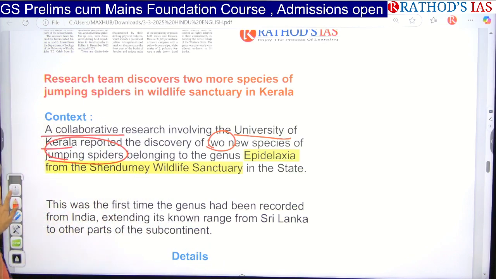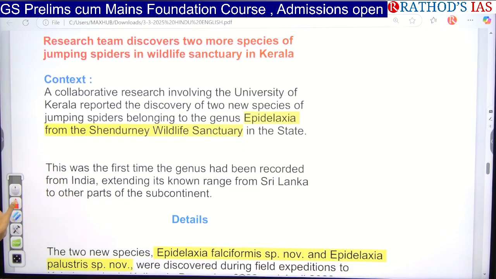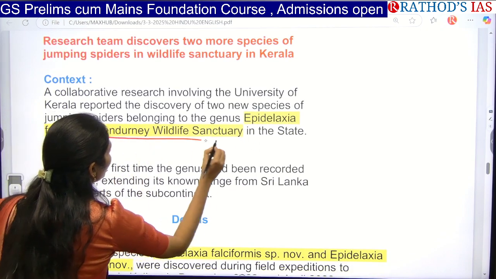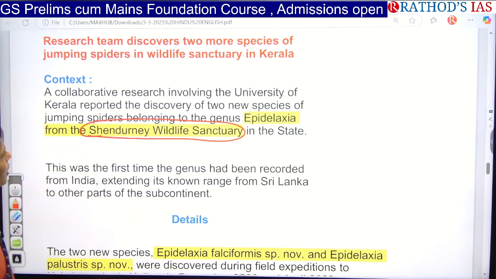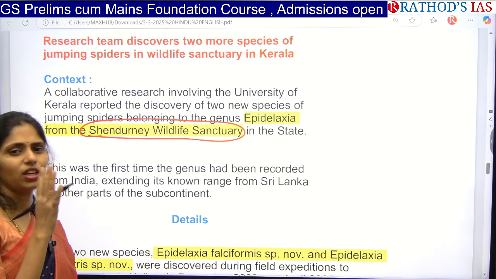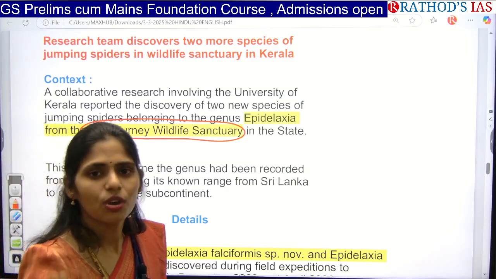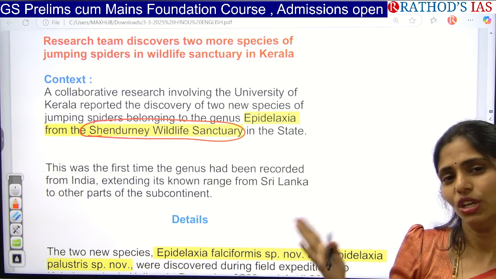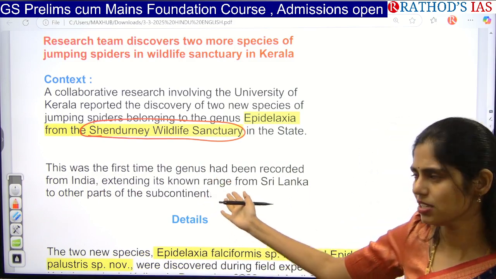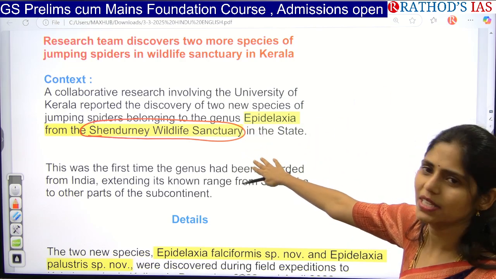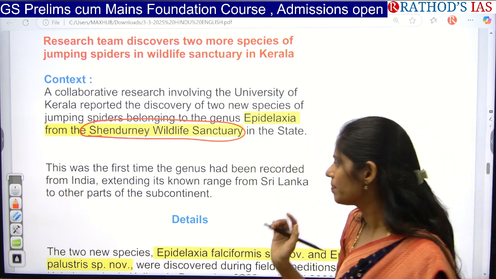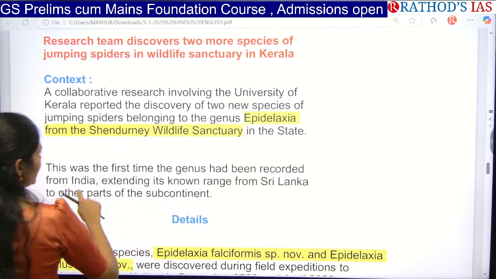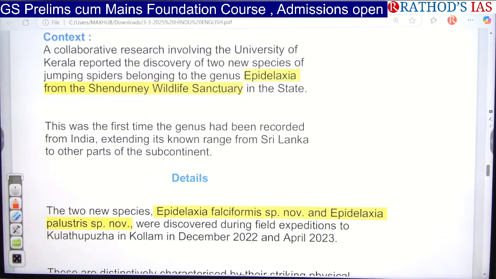Okay. So where do they find it? They find it in this Shendurney Wildlife Sanctuary in the state of Kerala. Again, there is a chance of getting a question. Shendurney Wildlife Sanctuary recently seen in news. Which species had been identified? Or else they may ask in which state it is located. The state is nothing but Kerala, and which species they identified? Jumping spider. And this was the first time the genus had been recorded from India.